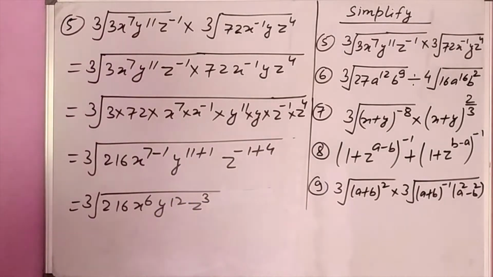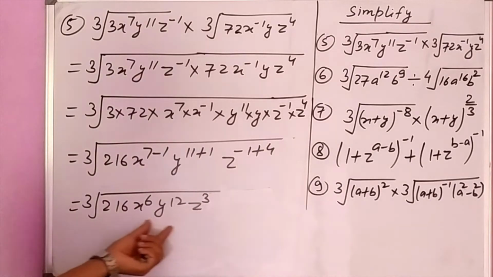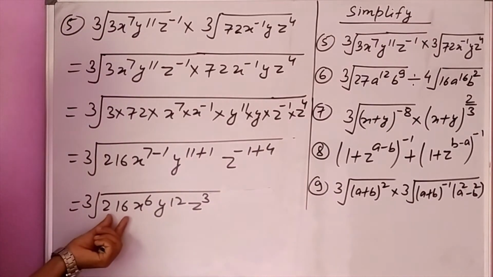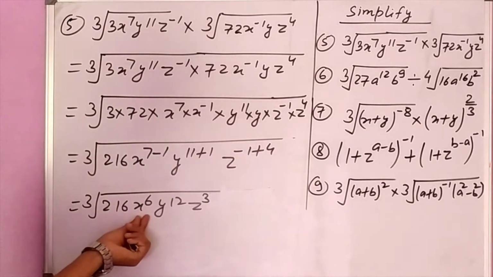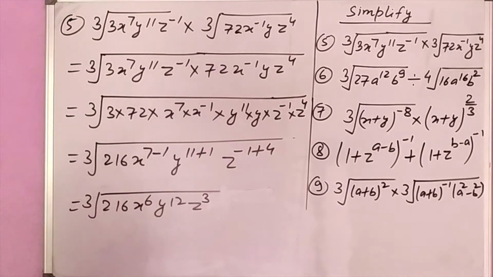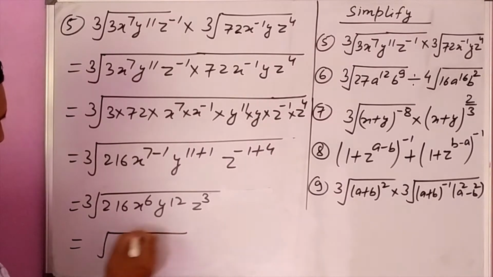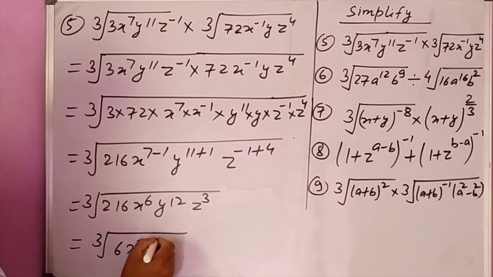We know that when the order of the root and power of the radicand is same, root will be removed. So here also, as the cube is the root of the order, we try to make cube of everything here. 216, it is the cube of 6. X power 6, it is the cube of x square. Y power 12, it is the cube of y power 4. Z cube, it is the cube of z. So this can be written as 6 x square y to the power 4 z whole cube.